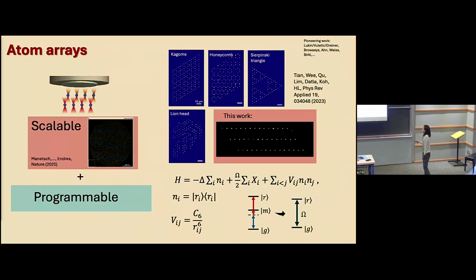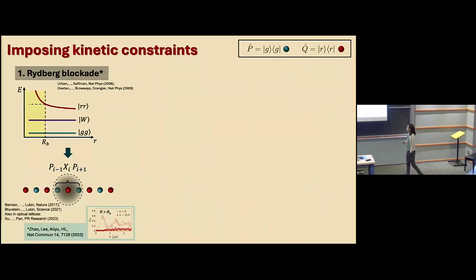Usually you see this Ising model being written in such a form, and here I'm going to suggestively rewrite the projector onto the Rydberg state in terms of the Q projector, and you'll see why in a few slides. Okay, so coming back to Hilbert space fragmentation, we want fragmented models, which means we want to impose kinetic constraints. One popular way to impose kinetic constraints is through the Rydberg blockade, right?